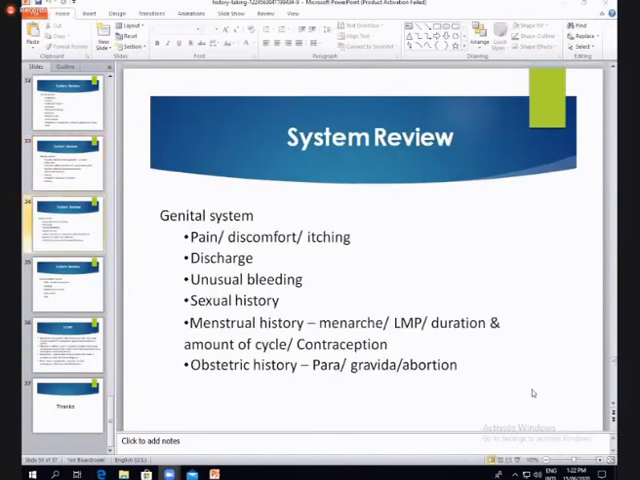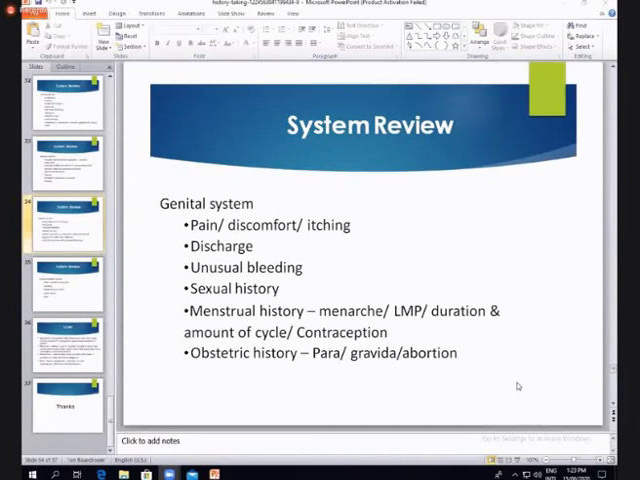So, the genital system. Systemic review includes pain and discomfort and itching in the genital area, any discharge, unusual bleeding, history of promiscuity, sexual history, menstrual history, and obstetrical history. In the menstrual history, you need to be very specific about the menarche, the onset of the menstrual cycle, the last menstrual period, duration and amount of the cycle, and any type of contraception that is being used currently or has been used in the past by the patient.